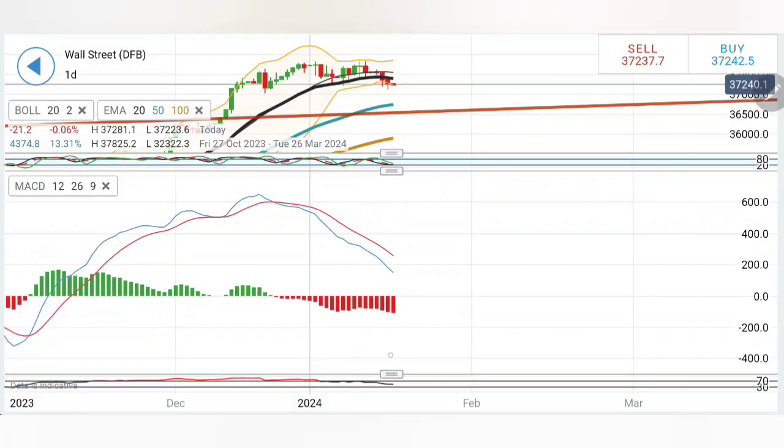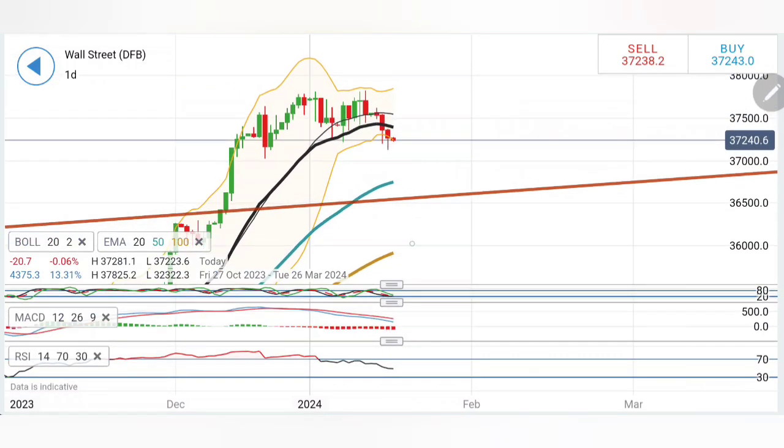Stochastic at bottom, MACD is divergent and bearish, RSI looking down. Considering this, I will recommend you to sell here at 37,200 levels and buy at 37,300 levels. For this 100 points, do not take a trade below 37,200.